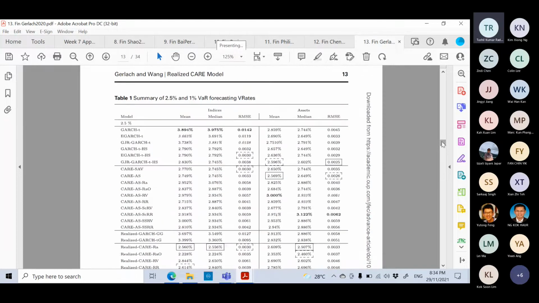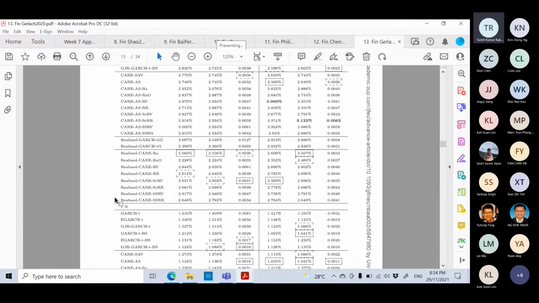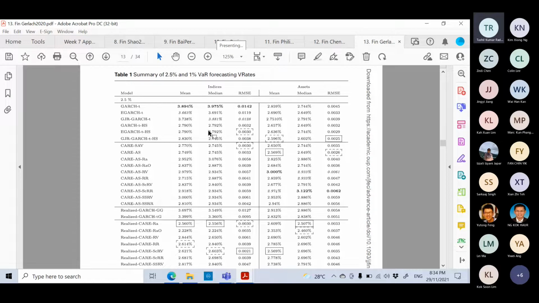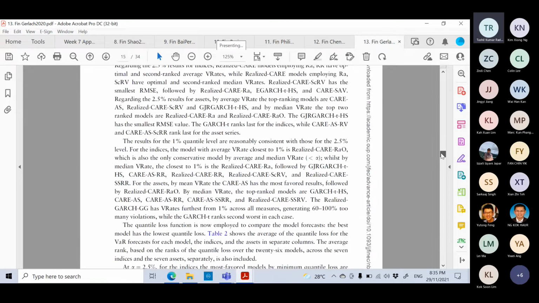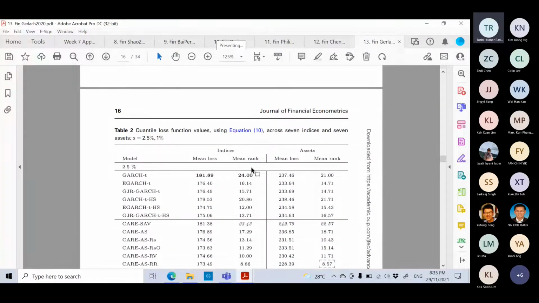In terms of application, they compare quite a number of models here. They do a comparison, and the criterion of how good the model is, they use the root mean square error as the loss, and they also check the violation rates. Then, if they are talking about the value at risk, which is about the loss, they need to have a ranking here. Of course, this is the way of presentation by the author itself.